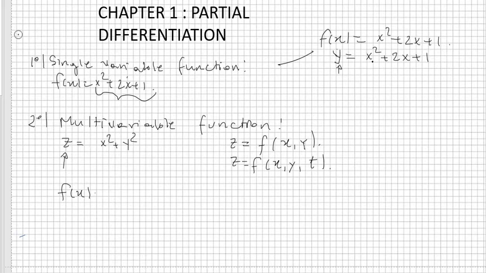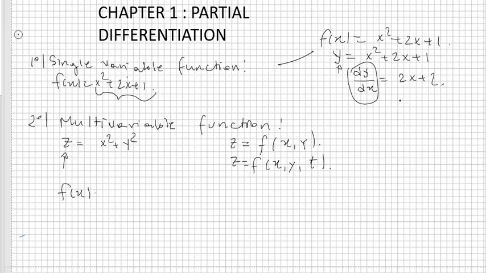The derivative for a single variable function is denoted as follows. If we say dy over dx, that simply means that we are deriving a single variable function. That's going to be 2x plus 2. But what if we have a multivariable function? Are we going to apply this notation? The answer is no.